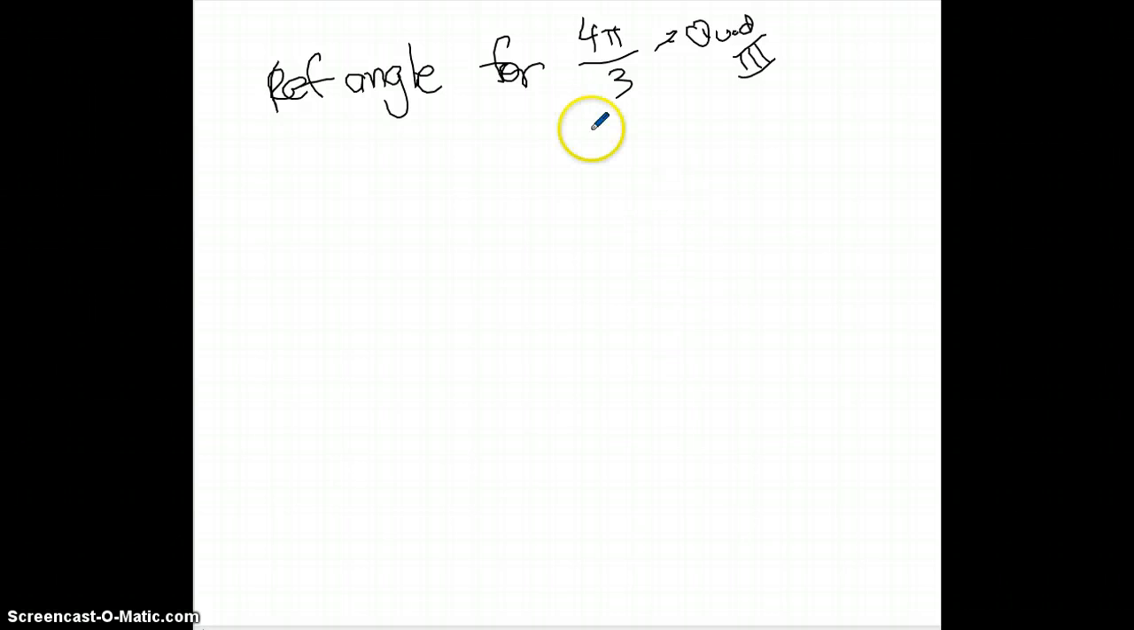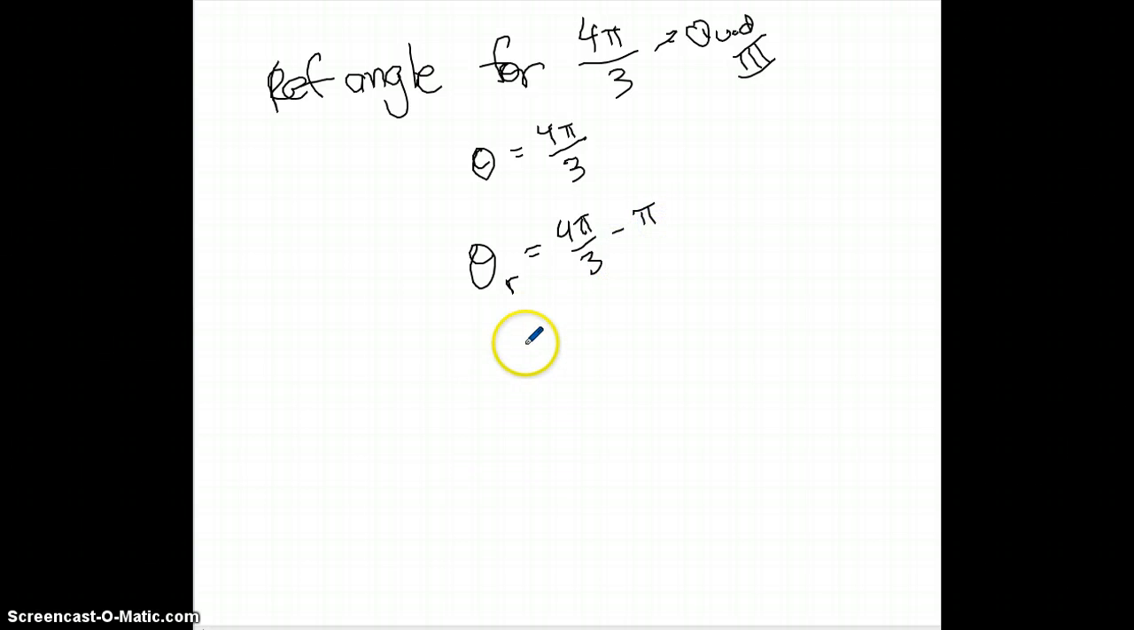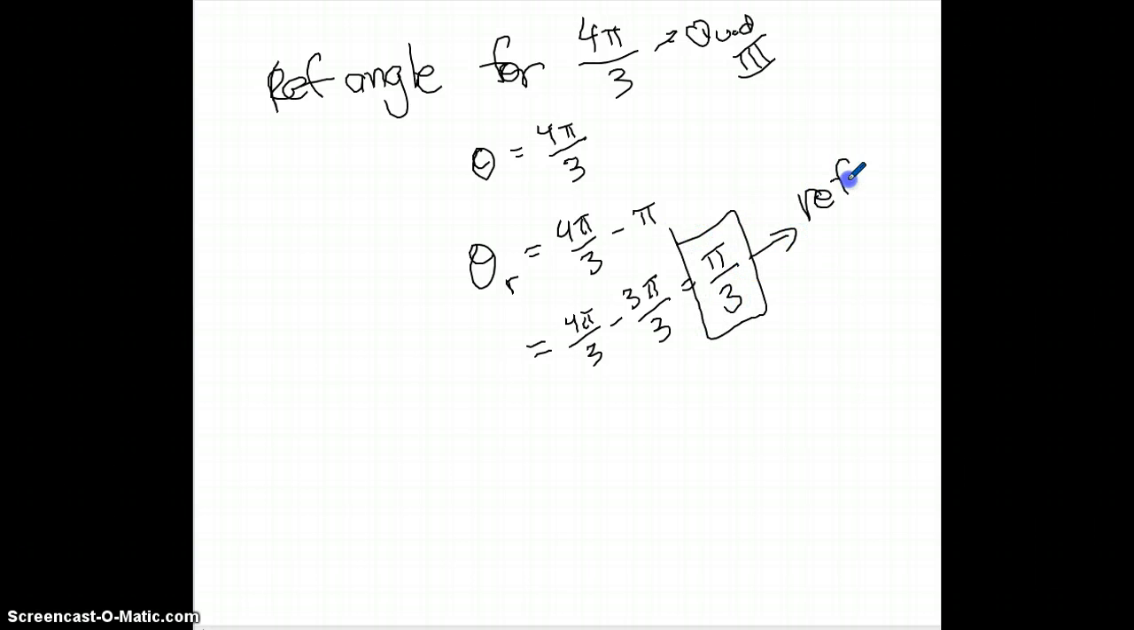And so how am I going to figure it out? Well, theta is 4 pi over 3, and so the reference angle is going to be 4 pi over 3 minus pi. I don't know why this is slanted, but that's because my tablet's at a slant. To me, it's upright. Anyway, 4 pi over 3 minus 3 pi over 3 gives me pi over 3, and that is my reference angle.